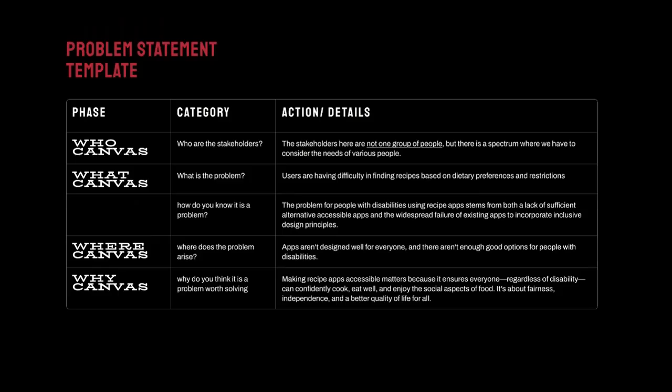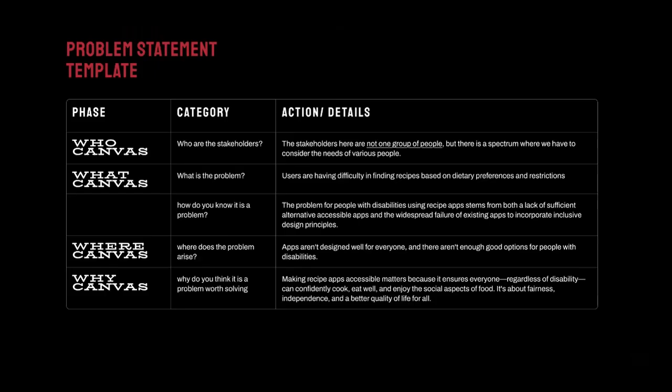Moving forward, I have crafted a problem statement template, which I've studied in my AI syllabus of 10th, which helps us to clearly define the problem, which is crucial for designing the desired type of screens. Here we have phase, which basically asks which question we need to answer, category, which tells us which sub-question we need to elaborate, and then finally, the detailed answer. Who Canvas tells us details about stakeholders and target audience, which in this case is a spectrum of different kinds of people, which we'll discuss later in the video.